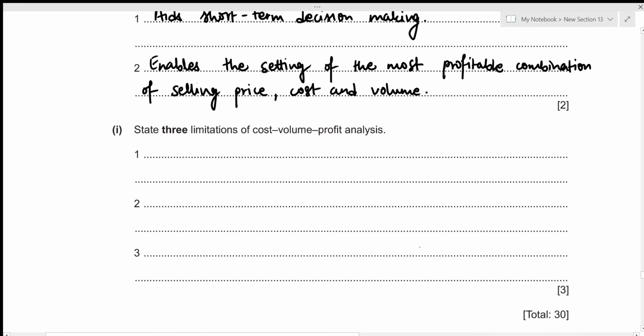We need to state 3 limitations of cost volume profit analysis. Okay, the first one is that cost volume profit analysis is only relevant when dealing with a single product. If you're talking about multiple products, then the cost volume profit analysis cannot be applicable. So only relevant when dealing with a single product.